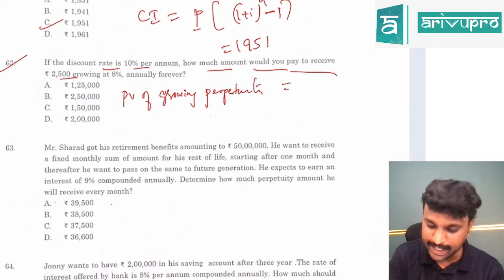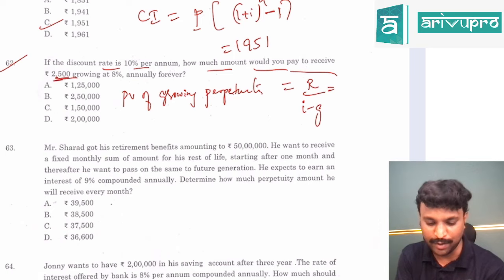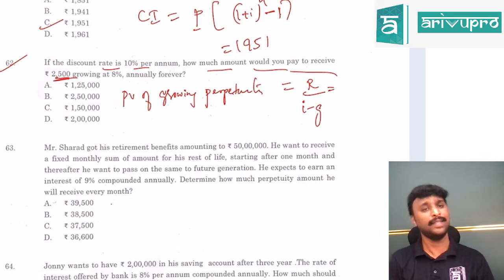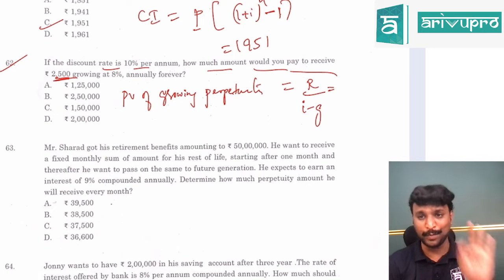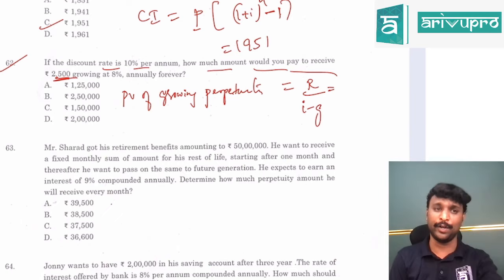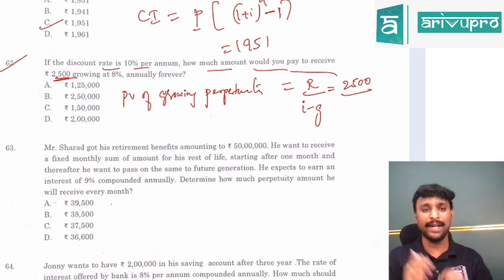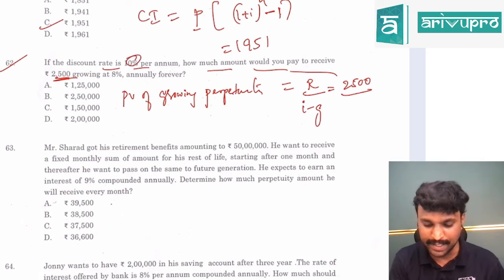So what is it, guys? It's R divided by I minus G. So receipt amount 2,500. Have they given per month? No. If they don't give you per month, it has to be understood as per annum. If they give you per month, into 12 you have to do. If they don't give you, as it is, 2,500 is the receipt amount. Guys, I minus G. I is 10%, G is 8%.